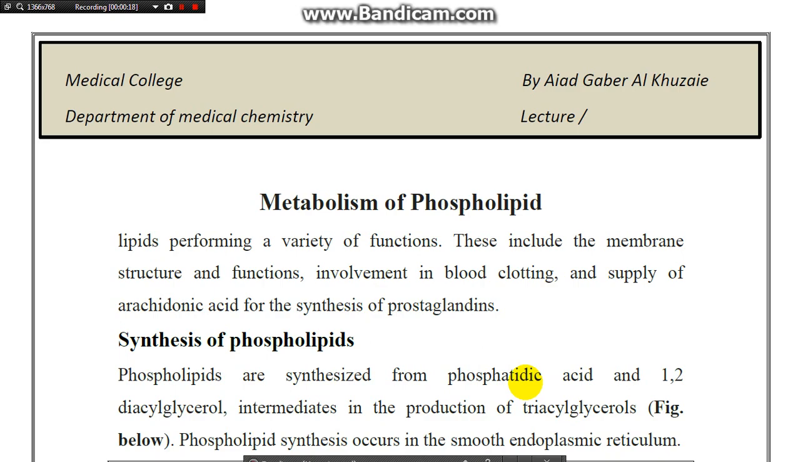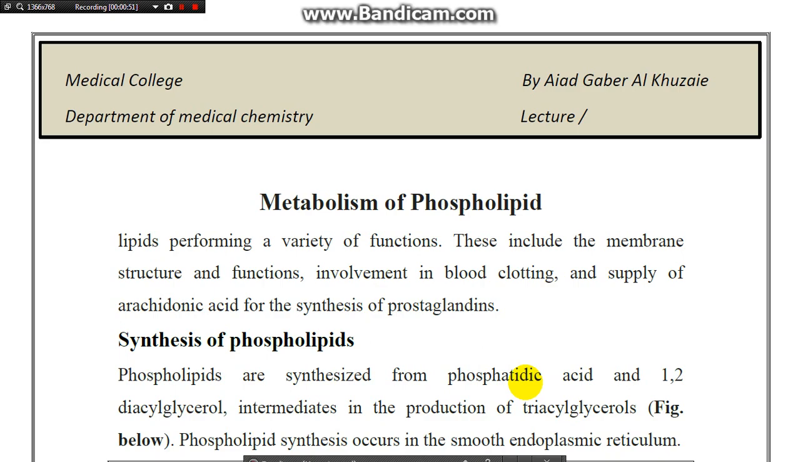The lipid can be classified into four types. Number one, the simple lipid; the compound or complex lipid; derived lipid; and miscellaneous lipid. The simple lipid is ester of the fatty acid with alcohol, also classified into two types: number one, the fats and oil, and number two, wax.